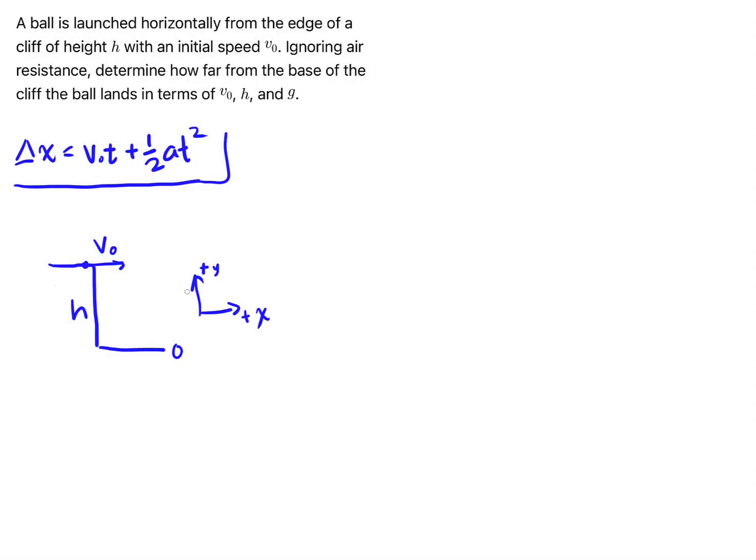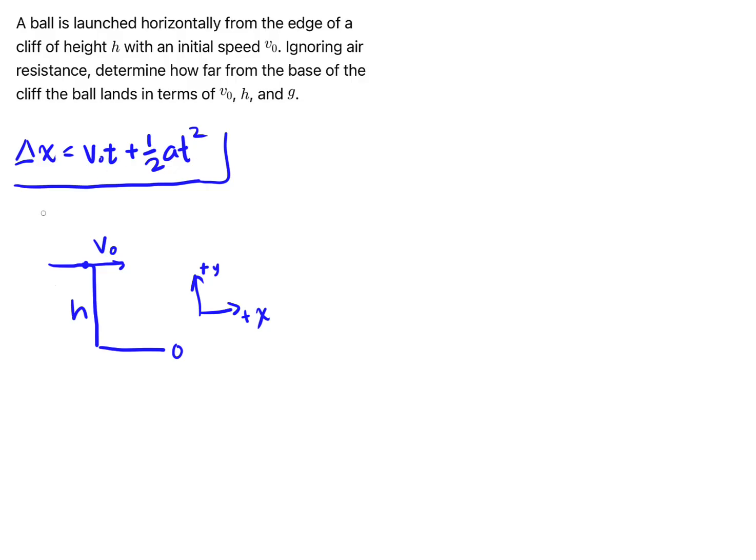A ball is launched horizontally from the edge of a cliff of height h with an initial speed v0. Ignoring air resistance, determine how far from the base of the cliff the ball lands in terms of v0, h, and g.